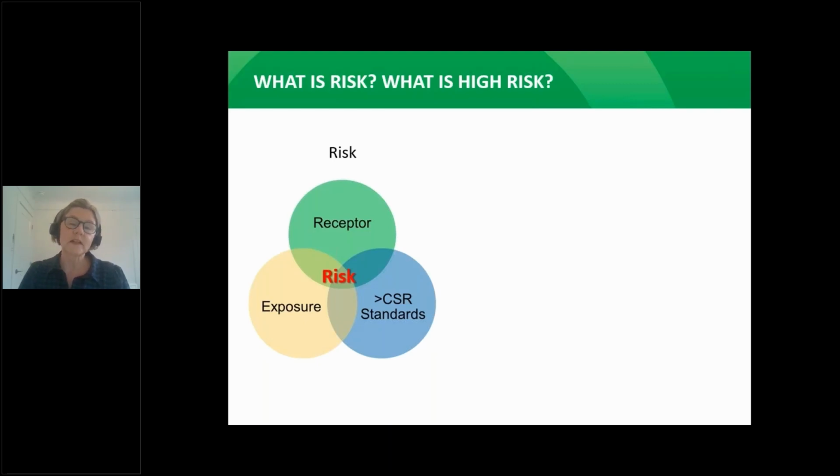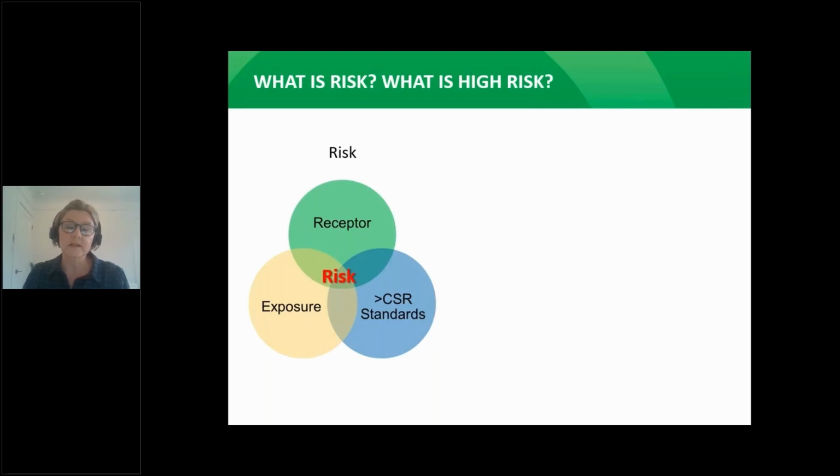So first, we're starting by looking at the difference between risk and high risk. For contaminated sites, risk is the chance of harmful effects to human health or ecological systems, resulting from exposure to contaminants introduced into the environment. For a contaminated site to pose risk, 3 things need to be present. First, there need to be an exceedance of 1 or more of the numerical standards listed in the Schedule 3 of the Contaminated Sites Regulation, the CSR, in either soil, groundwater, vapor, and/or in sediment.